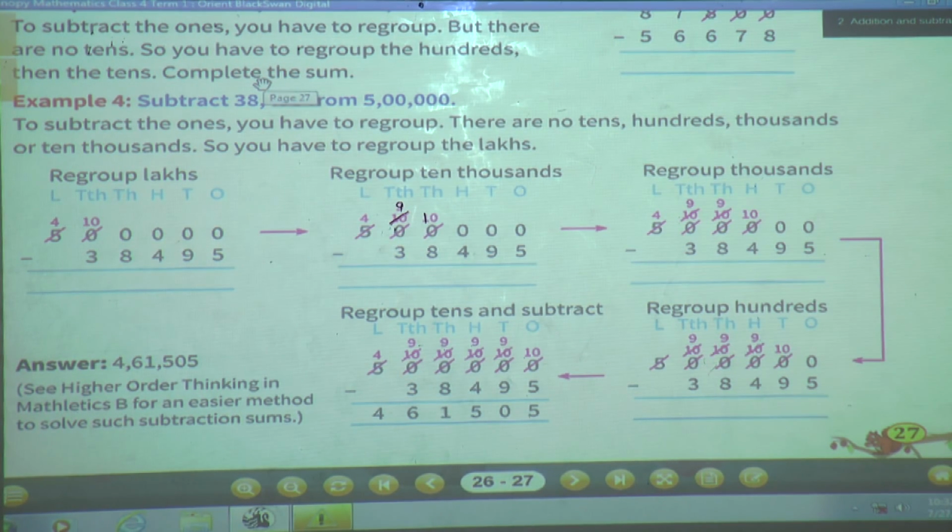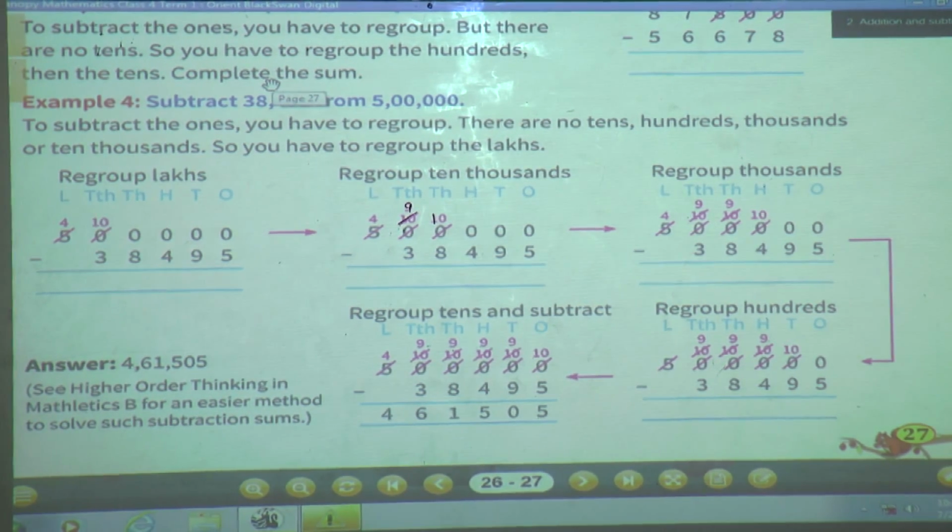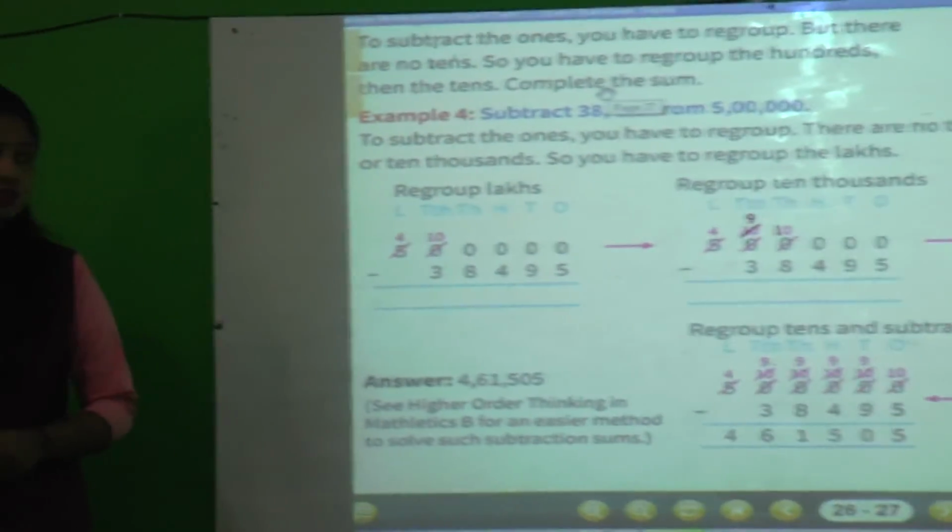Understood till here? So today we have started our new concept, that is subtraction of 5-digit and 6-digit numbers. We have solved one 5-digit example and one 6-digit example. In our next session, we will start exercise 2.3. So what will you do today? Today's home assignment is just to practice the subtraction sums given in the textbook for the example.